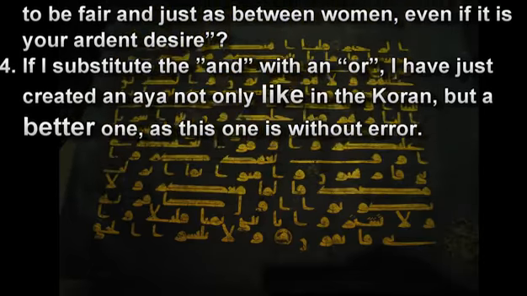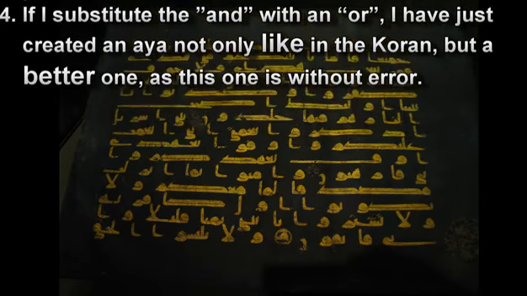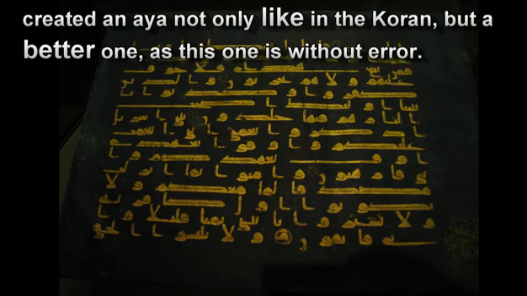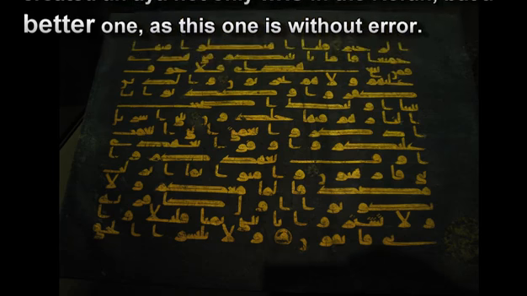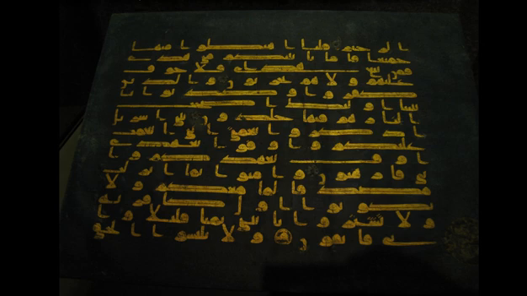If I substitute the "and" with an "or", I have just created an ayah not only like in the Quran, but a better one, as this is one without error. So that puts pay to all the claims that you cannot create a surah or verse like in the Quran. Is this really a book written by a god, or is this a clear indication that the Quran was written by humans? Thank you for your time.